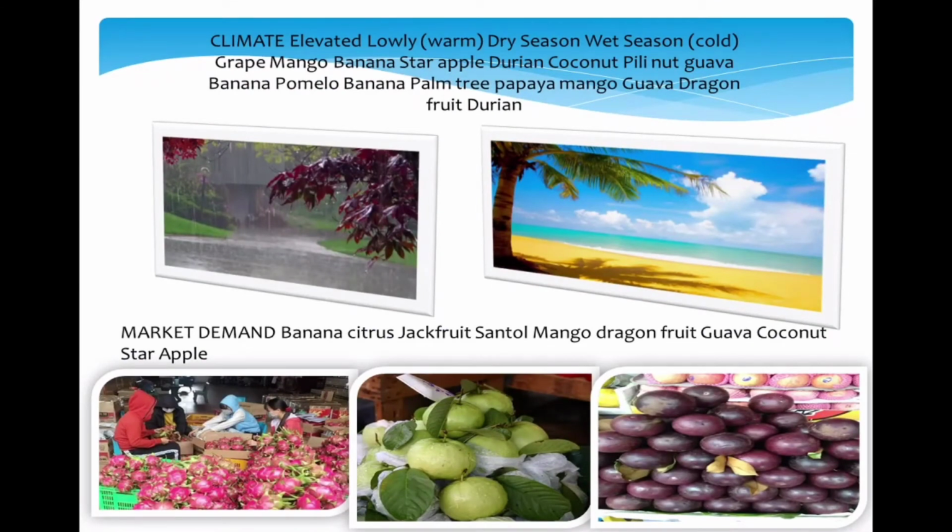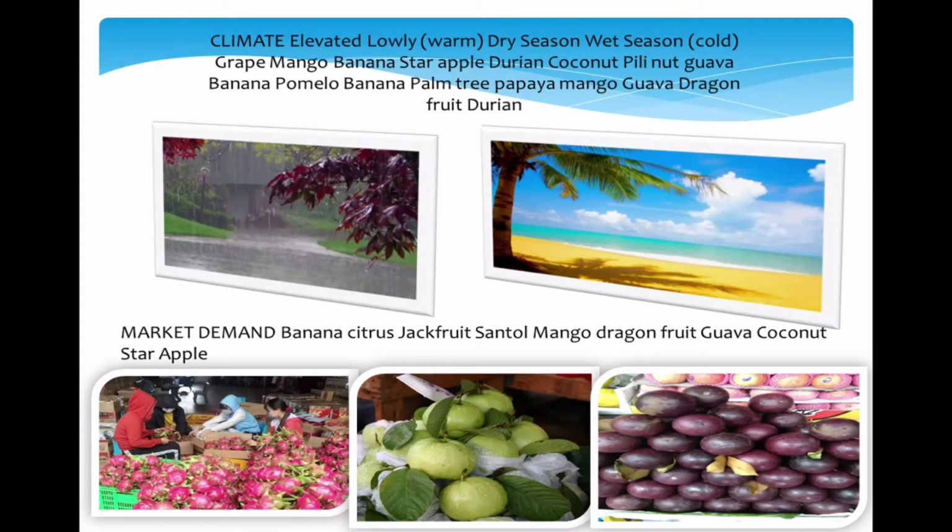So for climate, elevated, lowland, warm and dry season or wet season. When we talk about wet season, it is commonly cold. So the temperature is always cold, no? The kinds of plants suited for this kind of temperature or climatic condition are the grapes, mango, banana, star apple, durian, coconut, and pili nut. Guava, banana, pomelo, palm tree, papaya, mango, guava, and dragon fruit.